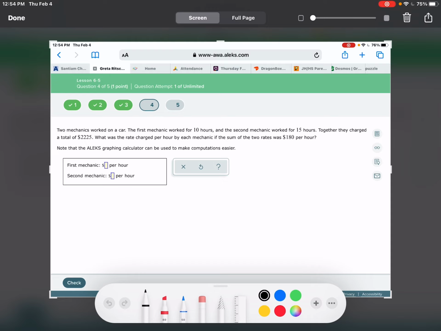So if the sum of the two rates was 180, let's call mechanic 1 x, and let's call mechanic 2 y. So I know that x plus y is going to be 180. And then I know something about the rates and what they total up. So 10x plus 15y, that's 10 hours times the rate that the first mechanic charges, plus 15 hours times the rate that the second mechanic charges, is going to total up to be $2,225. This is my system.